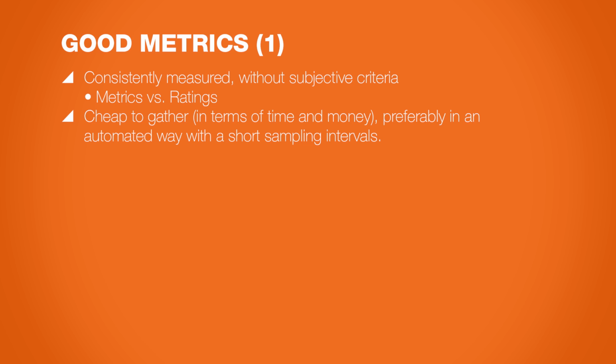Good metrics are cheap to gather in terms of time and money, preferably in an automated way with short sampling intervals. The table here shows some examples of security metrics that can be used for security management decisions in operations management, program planning, strategic planning, and crisis management, based on the measurement frequency and importance of the measurement. For instance, metrics with high frequency measurements and relatively low importance, such as anti-malware data, network operations and traffic, security operations, maintenance or housekeeping. These metrics can be used for operations management decision-making.